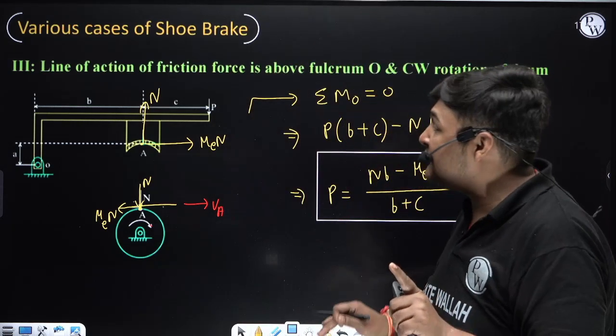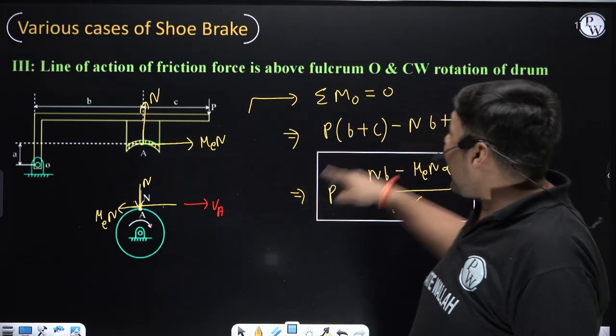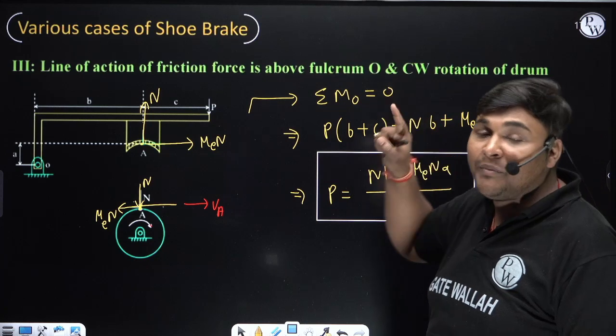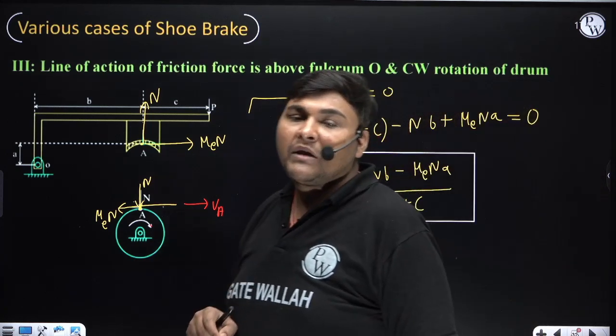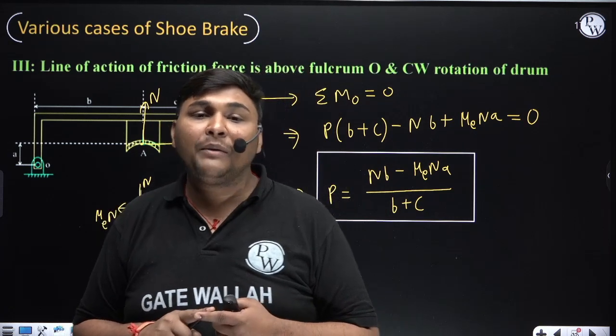Which case were we discussing? Line of action of friction is above fulcrum O and drum is rotating clockwise. Don't make any conclusion. Means, don't say that whenever the line of action of friction is above fulcrum O, the brake will be self-energizing. No.